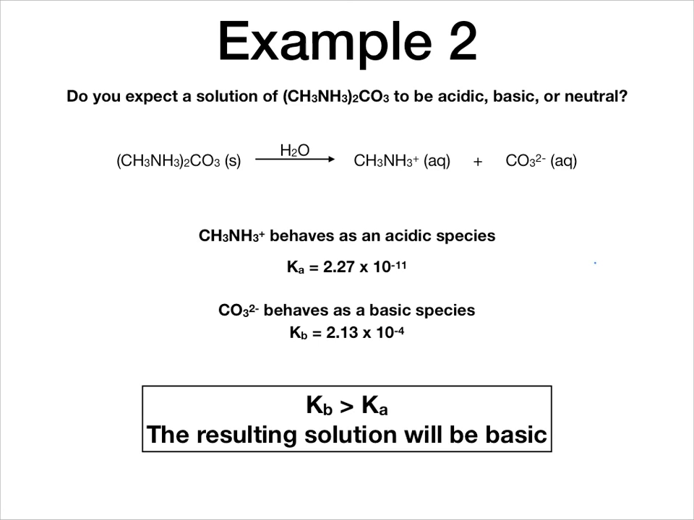Then, for my fourth step, I compare my Ka and my Kb, and I find that my Kb is greater than my Ka, and so the solution will be basic. Okay, I hope this is starting to make sense. In the next video, I will talk about what happens whenever you have an amphiprotic species, a species that is both acid and base.